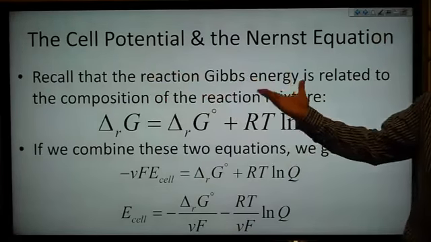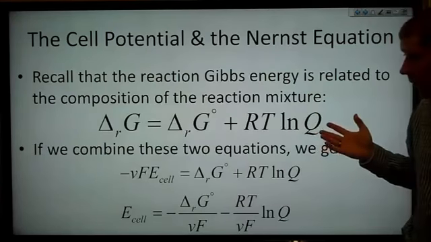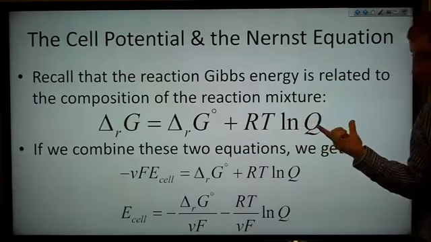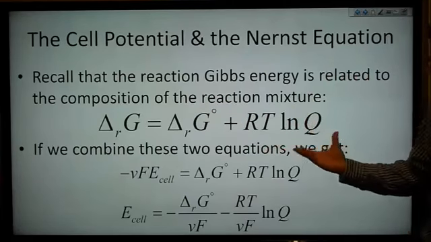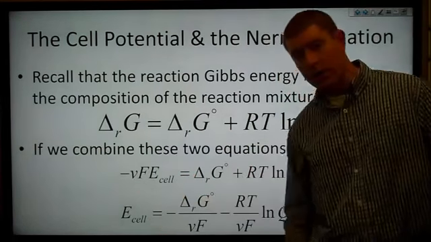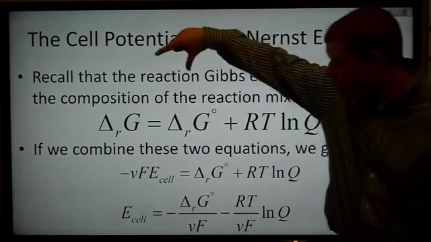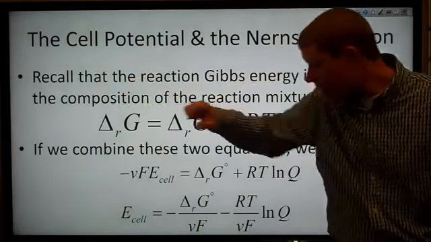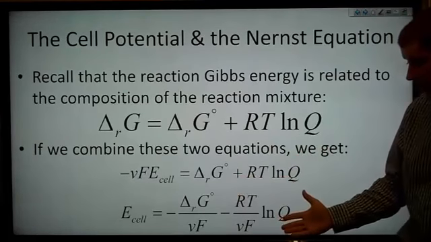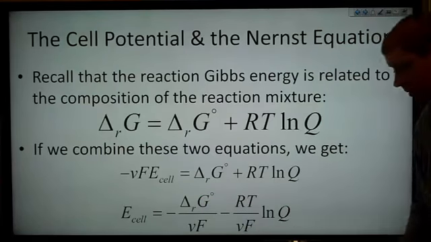So remember that the reaction Gibbs energy is related to the composition of a reaction mixture. So we've got this equation: ΔrG = ΔrG° + RT ln Q. If we can combine this equation and our earlier equation where we introduced the Faraday constant, now we're replacing ΔrG with −νFE_cell. So now we get this, and if we want to solve that for our electrochemical potential, E_cell, we now get this equation.